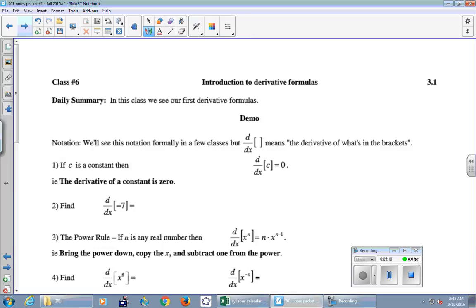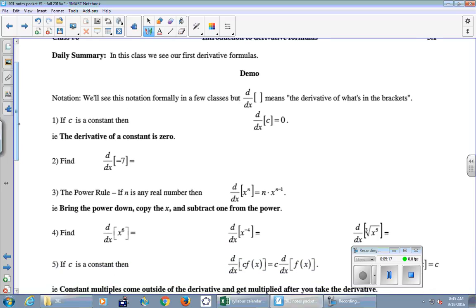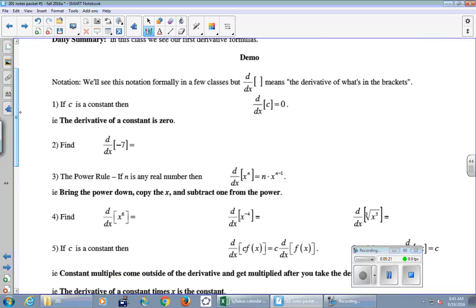At the top, our daily summary. In this class, we see our first derivative formulas. We're actually going to see a number of different derivative formulas over the next few weeks. Here are the first few. First, some notation. We're going to see this notation formally in a few classes, but we're going to just introduce it today and use it today.